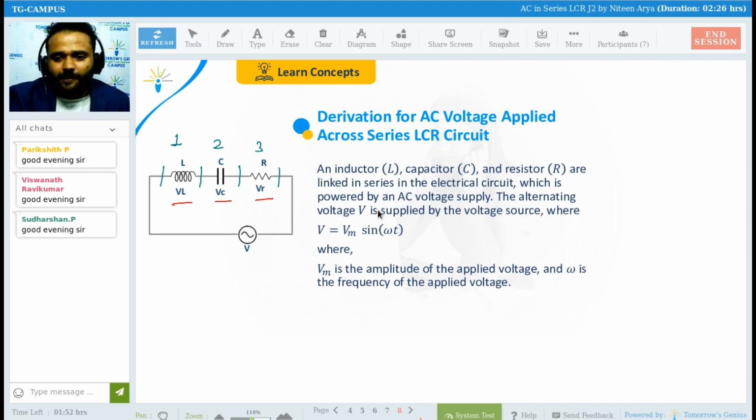So an inductor L, capacitor C, and resistor R are linked in series in an electric circuit, which is powered by an AC voltage. Okay, fair enough. The alternating voltage V supplied by the voltage source is V equals Vm sin omega t, where Vm is the amplitude of the applied voltage and omega is the frequency of the applied voltage. Clear enough? We apply an alternating EMF or voltage to that kind of circuit, and we want to find the voltage division, or voltages, at the particular inductor, capacitor, and resistor. Clear? Good.